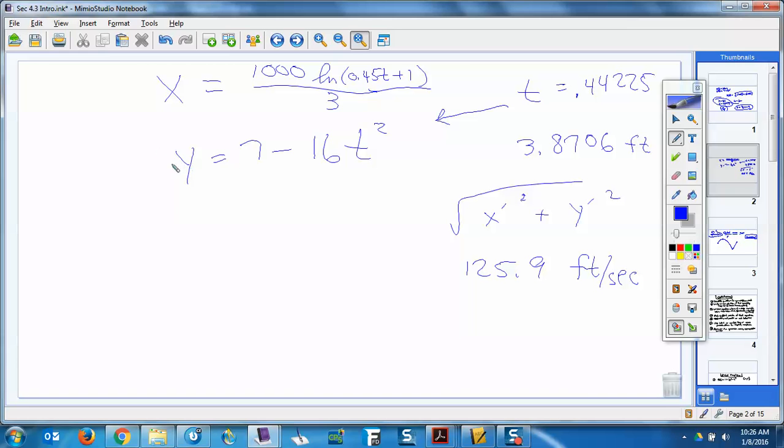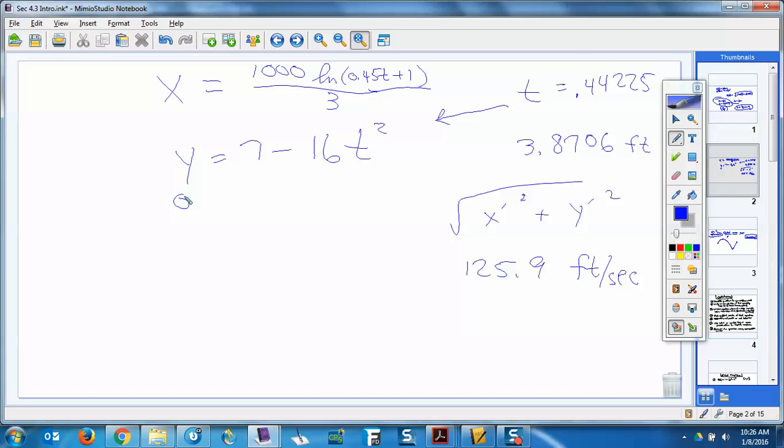Put a 0 in here for y, because y is the height of the ball. So when it lands, the y value should be 0. Solve that for t, and that would be when it lands. You want to know where it lands, so then put that t back into this one, and that would tell you where.